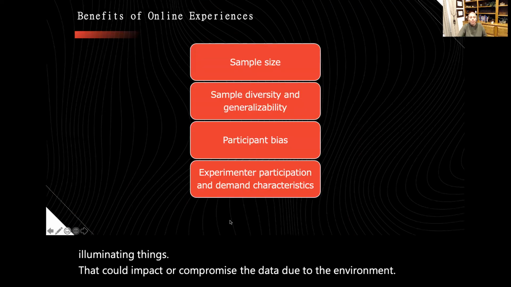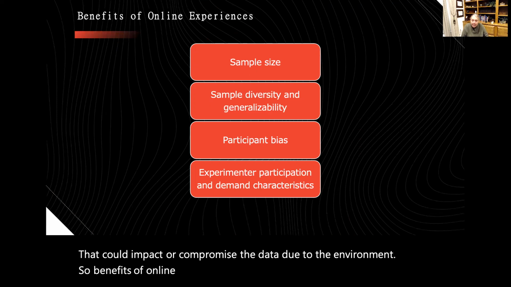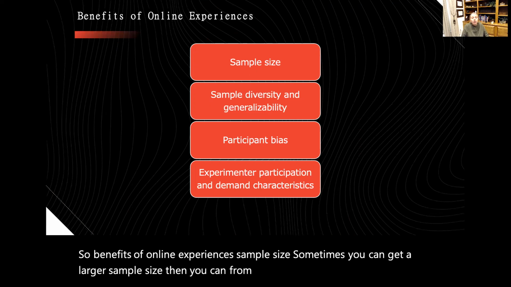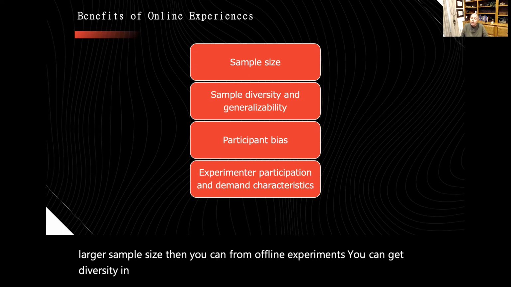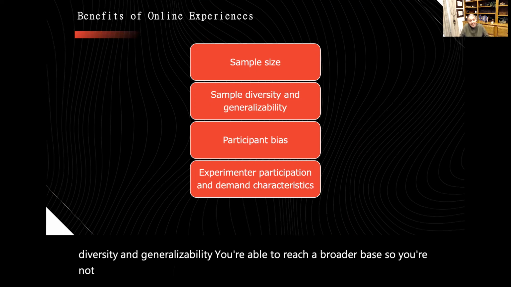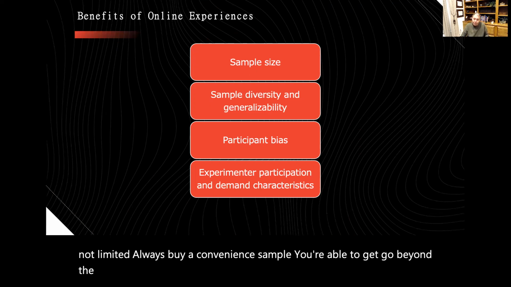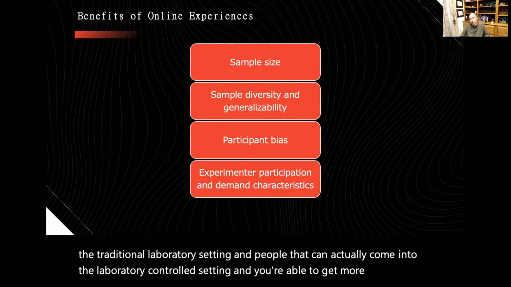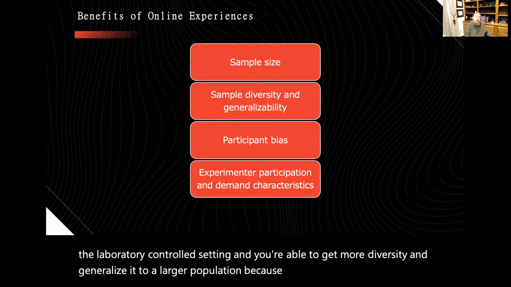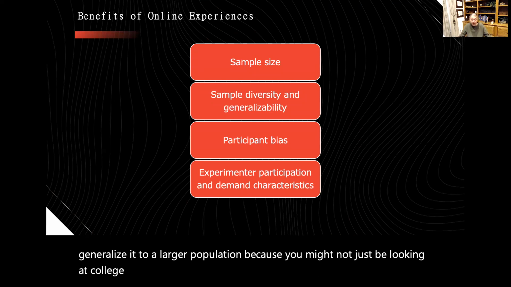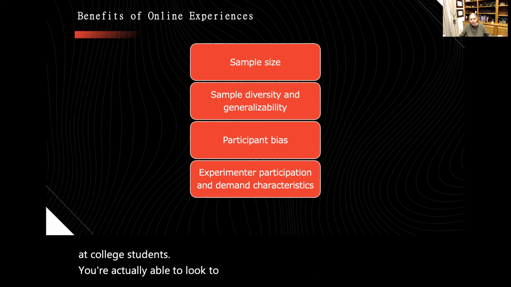So benefits of online experiments: sample size. Sometimes you can get a larger sample size than you can from offline experiments. You can get diversity and generalizability. You're able to reach a broader base, so you're not always limited by a convenience sample. You're able to go beyond the traditional laboratory setting and the people that can actually come into the laboratory controlled setting, and you're able to get more diversity and to generalize to a larger population, because you might not just be looking at college students. You're actually able to see what goes on in a more diverse population.